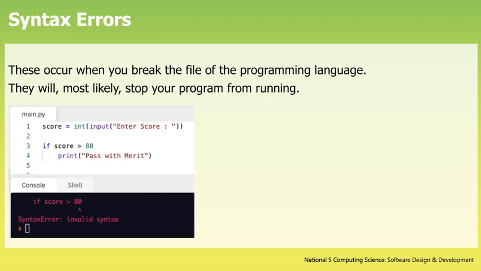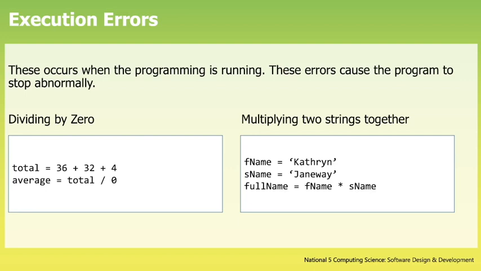of the programming language. Execution errors occur when the program is running, and these will cause the program to stop abnormally. So here we've got two examples of an execution error. The first one is dividing by 0. Dividing by 0 is a mathematical impossibility. So when it gets to this line here, average equals total divided by 0, it'll just crash. Your program will stop working and it will have no idea what it's doing. Likewise, if I've got two strings, so I've got the string Catherine and the string Janeway, and I try and times them together, well, you can't times text. So that is an execution error. Your program will get to that line there and just stop working.